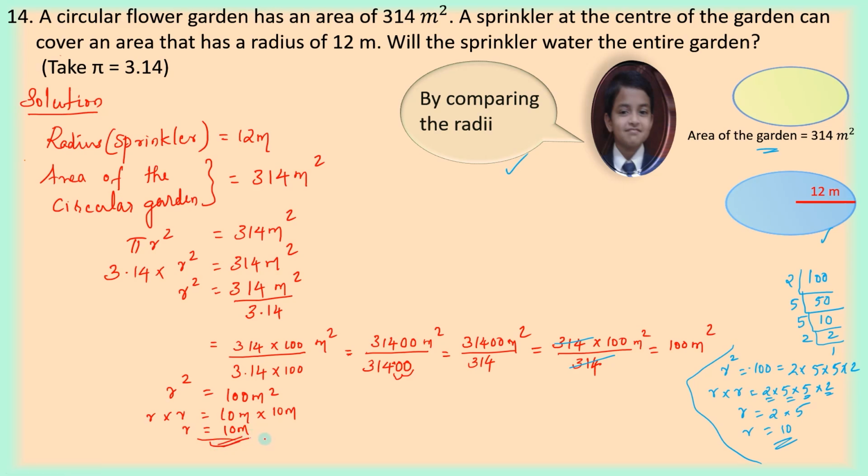Now let us compare the radii. Here the radius of the garden is 10 meters, and which is less than the radius of the area that can be covered by the sprinkler. So let us write, since 10 meters which is less than 12 meters, that is the radius of the garden which is less than the radius of the area that can be covered by the sprinkler, the sprinkler will water the entire garden.